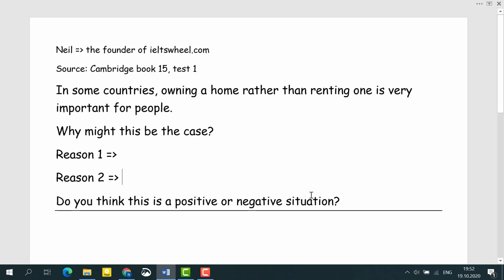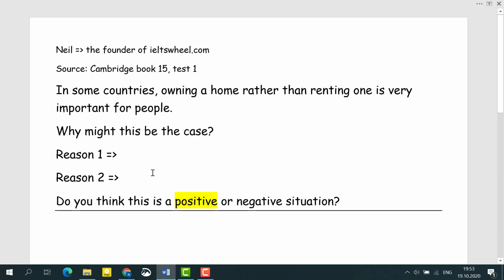And then, do you think this is a positive or negative situation? For example, in my case, I will say this is a positive trend, because it's easier to write an essay saying that something is positive rather than negative. When you are taking your IELTS exam, it's very important to highlight some keywords. In this case, I'm highlighting the word positive. And here, I have to write some keywords for the first reason and some keywords for the second reason.